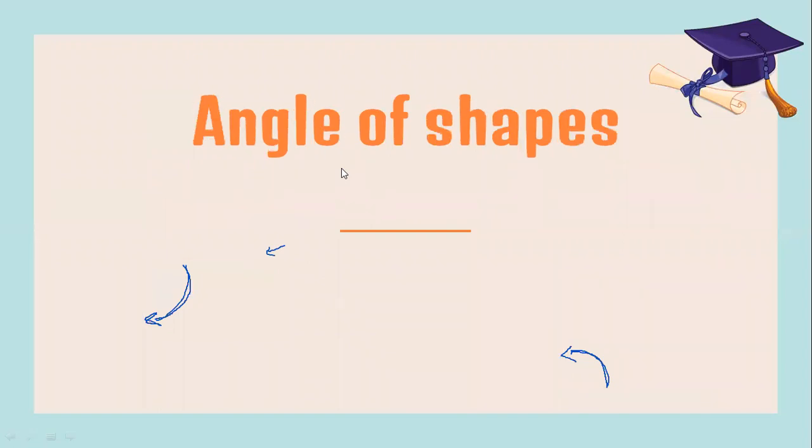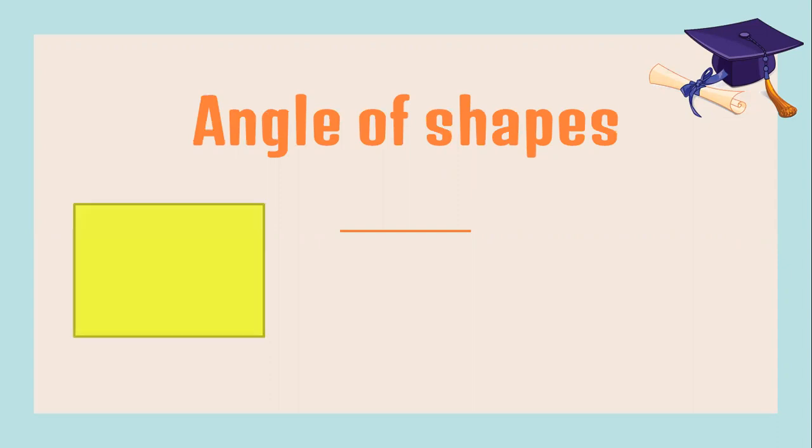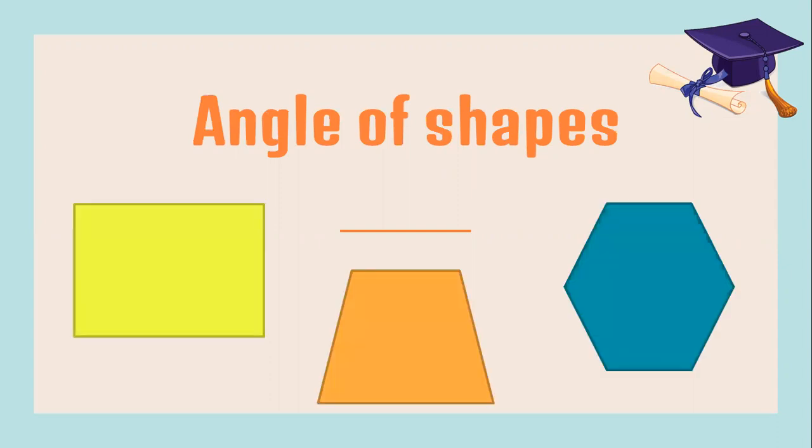Now we move to the angle of shapes. So how is the angle of shapes? It means we have to have the shapes first. In this case, we discuss two-dimensional shapes. For example, this one and this one. Where is the angle of shapes?